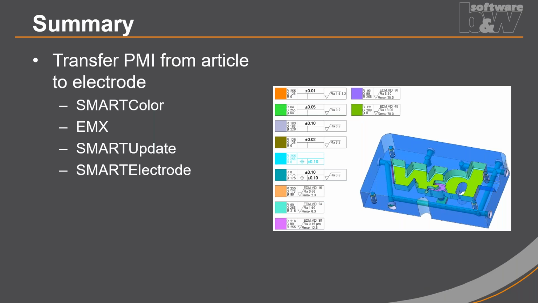Coming to the end, I would like to summarize what we have seen. So this is a process to pass PMI information through the whole process from article to electrode design using some of our tools. So it's not just a smart electrode alone. It's a whole process from smart color to smart electrode. I hope it was interesting for you.